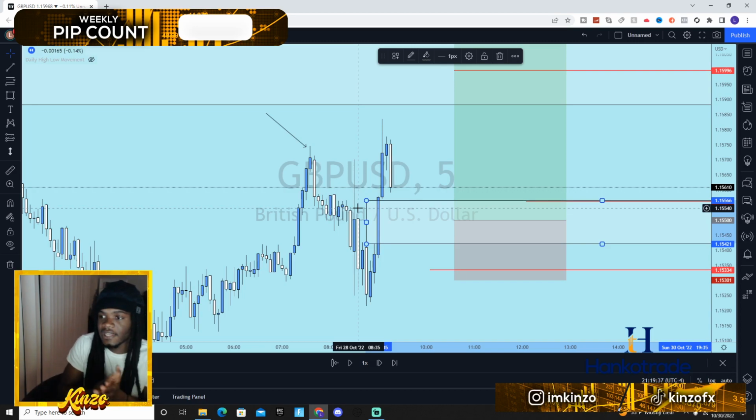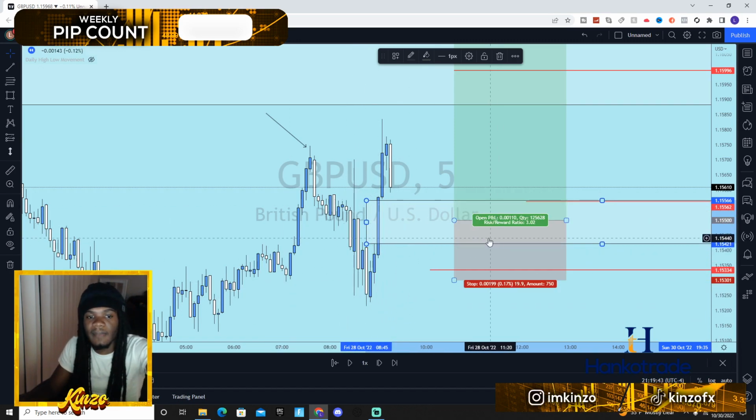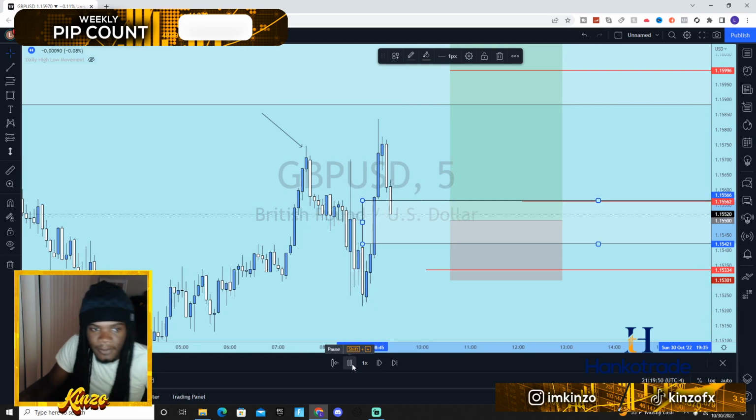Usually when it's a lot cleaner move, I'll pull it as soon as it gets into the box and put my stop loss at the low, right? But this was a 30 pip stop and I didn't want to have a 30 pip stop, so I waited to see if price was actually going to reject it just because of the way the candles was moving. Let's look and see what happened.